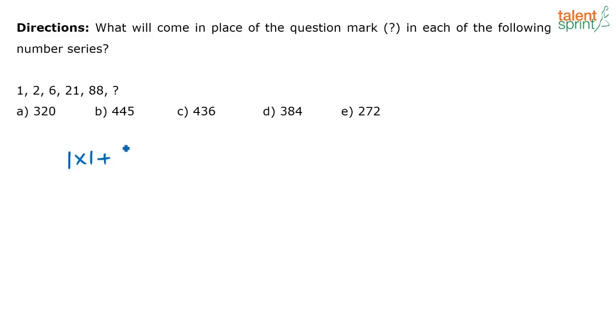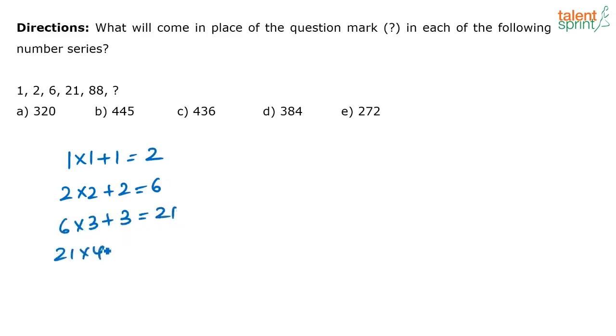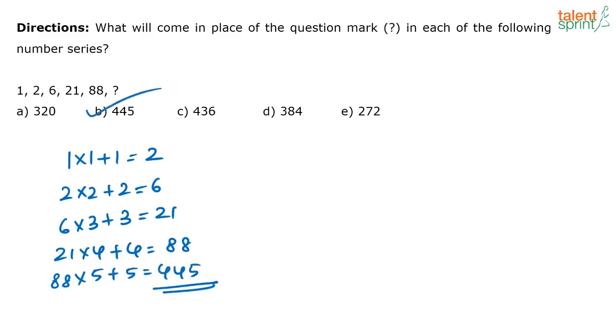1 into 1 plus 1, that is equal to 2. 2 into 2 plus 2 is equal to 6. 6 into 3 plus 3 is equal to 21. 21 into 4 plus 4 is equal to 88. Similarly, 88 into 5 plus 5, that is equal to 445. Correct answer is option B.